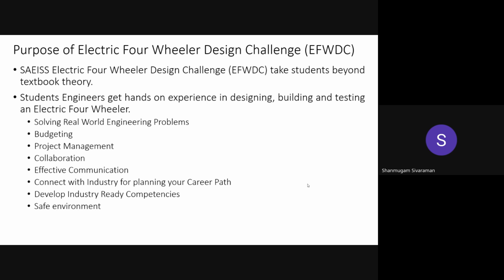Now, if a part is going to fail because of any one of these reasons, there is a theory behind these failure mechanisms. We all studied this theory in our classes, but unfortunately, that is not connected with the real world. That is where the gap is. That gap is what we are trying to address in this electric four-wheeler design challenge. So that's solving real-world engineering problems.